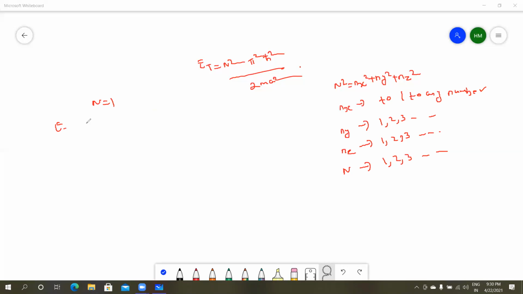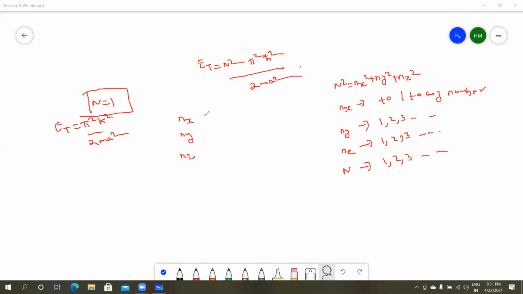The total energy is basically pi square h cot square divided by 2m a square. So what are the possible values of nx, ny, nz so that we will get the total energy equal to pi square h cot square divided by 2m a square? What is the possible value? That we have to understand. Capital N square is basically nx square, ny square, and nz square. So if you take n equal to 1, then the energy is pi square h cot square divided by 2m a square, and we can find these possible values of nx, ny, and nz.